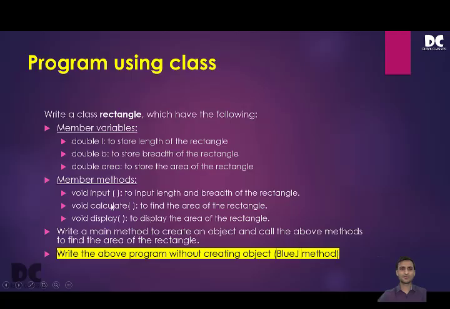Okay. So now in this question you can see that it has already told what to do in each function. Void input to input length and breadth of the rectangle, void calculate to find the area of the rectangle, and void display to display the area of the rectangle. So now first job is to take the input. So here you have to follow some steps to take the input. You cannot take input directly, so you have to follow some steps. So now I will tell you a procedure which you have to follow in these types of programs.